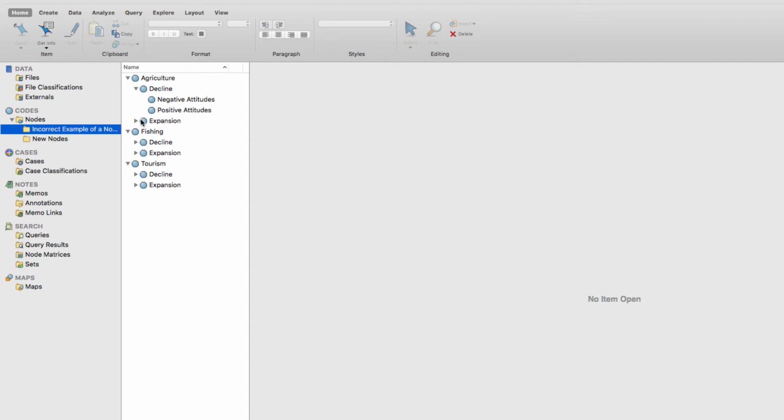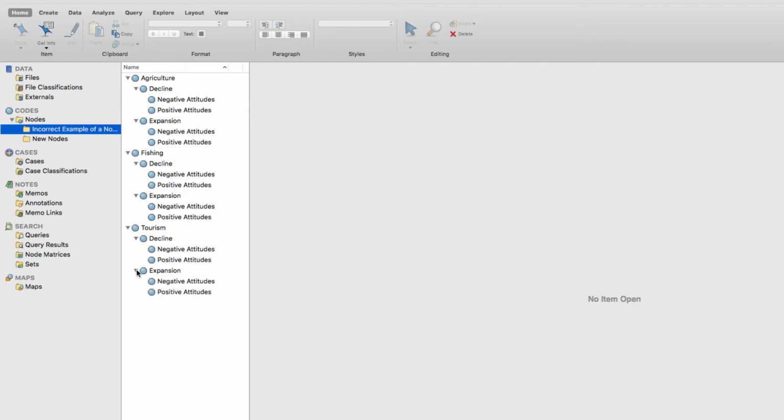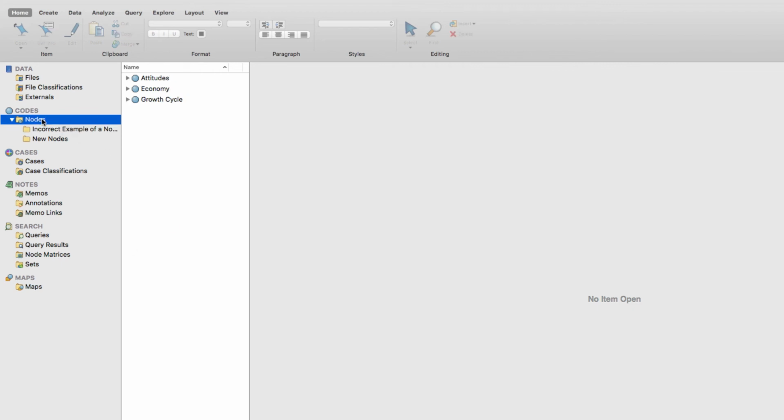One of the clues to see that the first example is incorrect is that I have 3 nodes for expansion and 3 nodes for decline, and loads of nodes for negative and loads of nodes for positive. So, if you find you are duplicating nodes that mean the exact same thing in your structure, you know that you need to rethink how you are organising your codes. I will end with the correct example. The next video will show you how to move codes around in NVivo, merge them, and rename them.